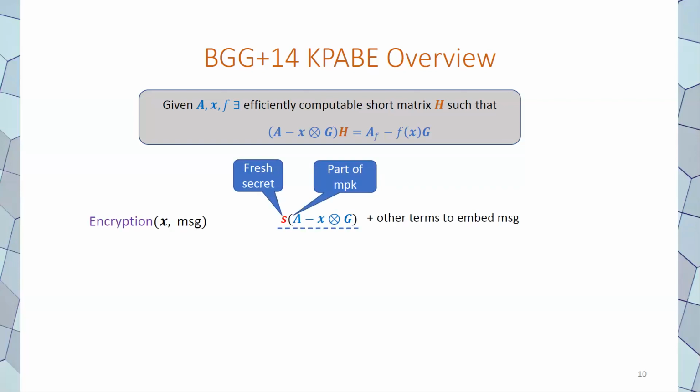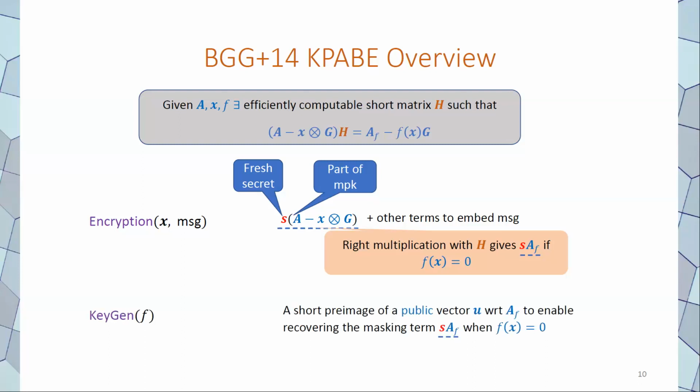Now with this relation in hand, the encryption is basically S times (A minus X tensor G). So A minus X tensor G is basically a concatenation of Ai minus Xi G, where Xi is the ith bit of X, and S is a fresh random secret. So we can see that if we multiply this term with H on the right side, we get SAF if F(X) is equal to 0. And when F(X) is equal to 0, this is used to mask the message. And the key is then a way so that this mask can be recovered. This is basically a short pre-image with respect to AF for some public vector U.